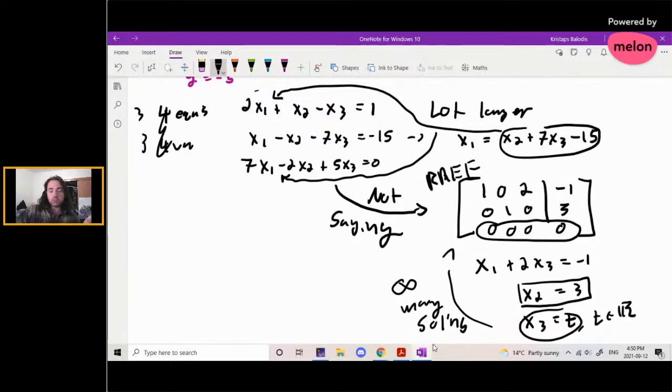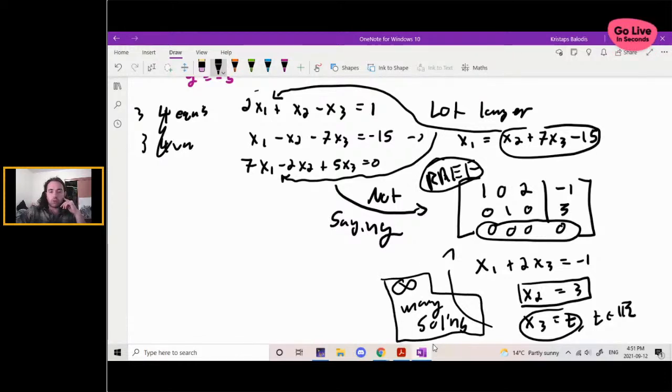And maybe after the stream, we're going to go over some row echelon form examples in a minute. So maybe after the stream, or towards the end, I'll talk more precisely about how we know if there are infinitely many, 0, or 1 solutions.